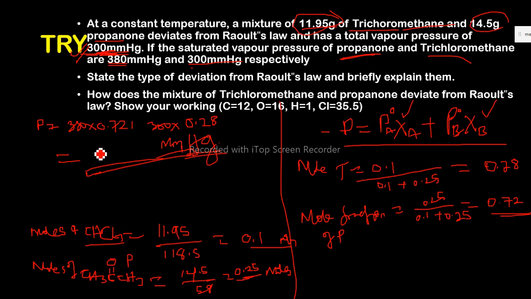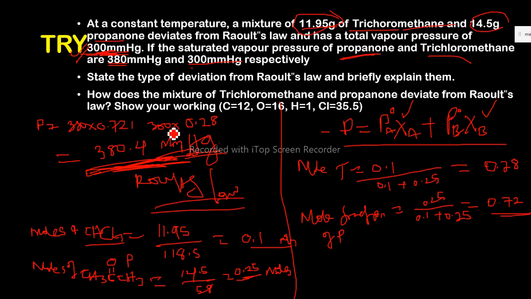It is 380.4. 380.4, right? Yes. So if you've done this, then now this is what is predicted by Raoult's law. Now, if we compare what is predicted by Raoult's law and what is given experimentally, how are the two related? You see that the one that is gotten experimentally is less than what is predicted by the Raoult's law. So therefore, how does it deviate? State the type of deviation.